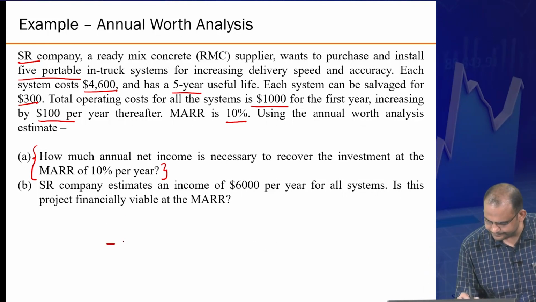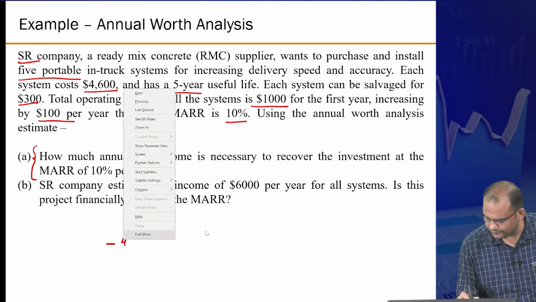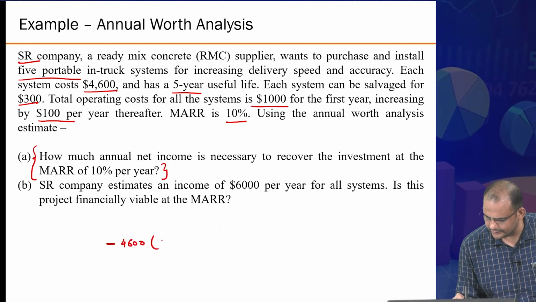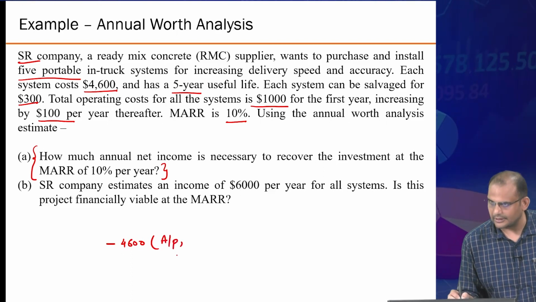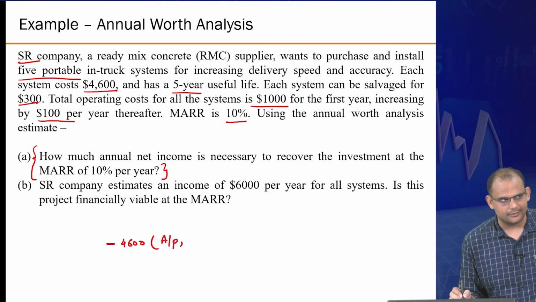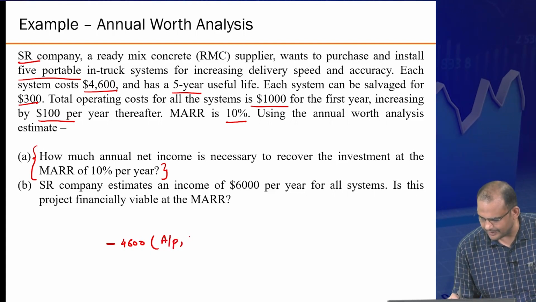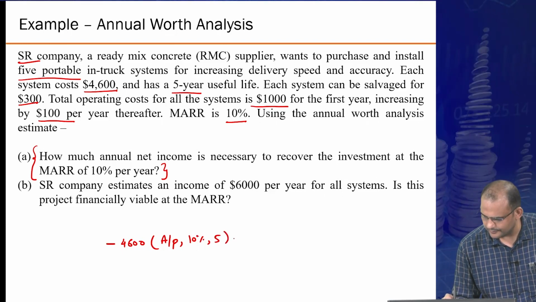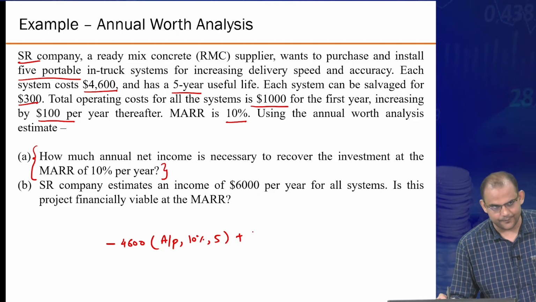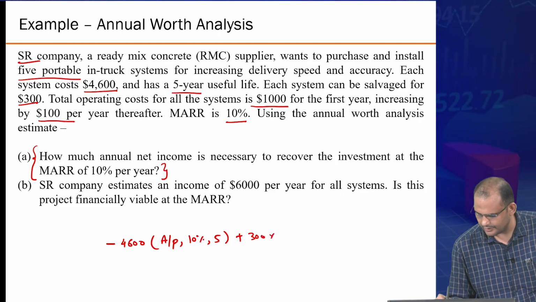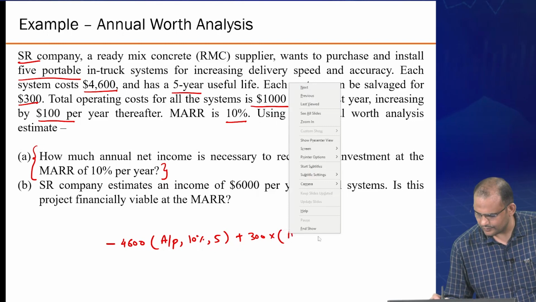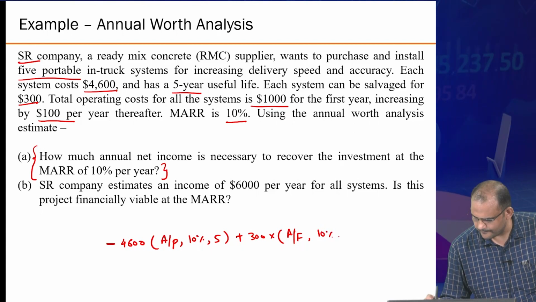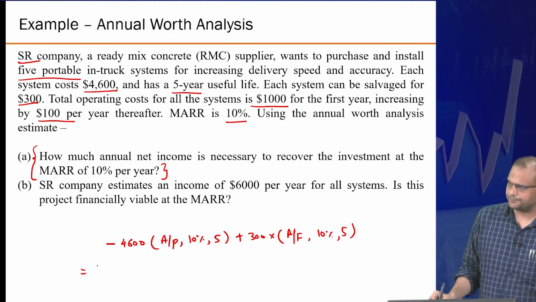What is the P value here? 4,600. What is the formula? Correct? Or P by A? A by P, 10%, N, plus what is the salvage value? 300. What's the answer?